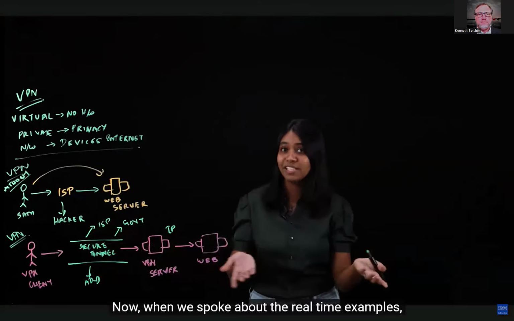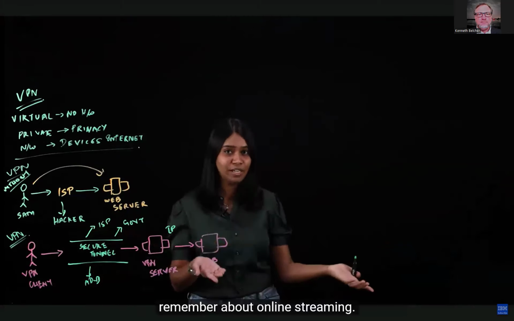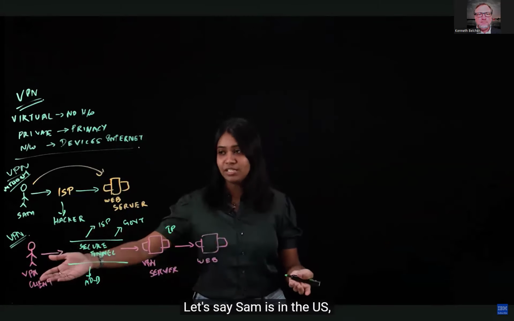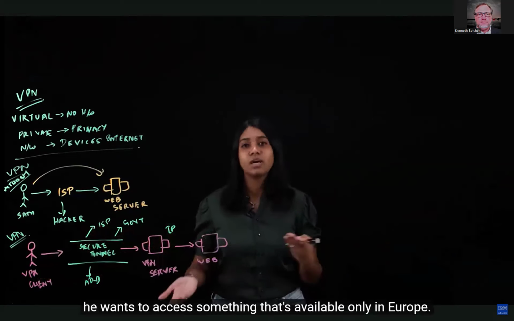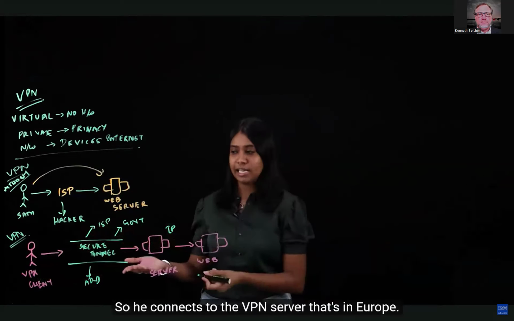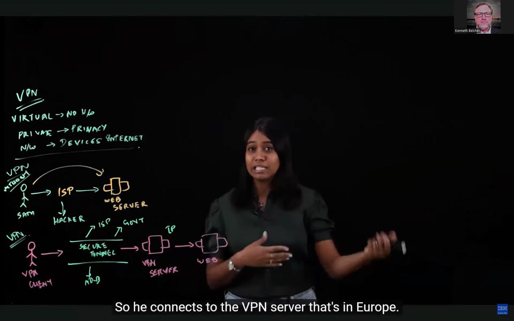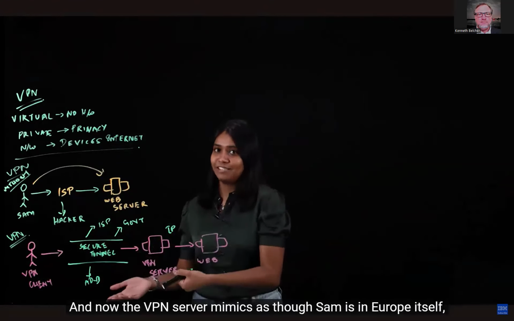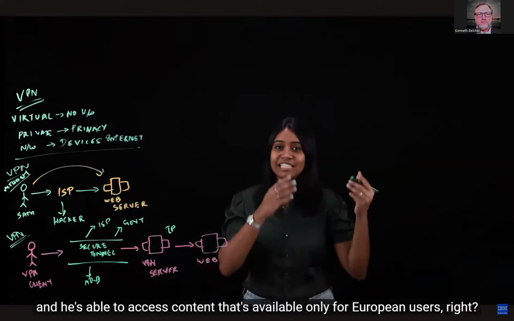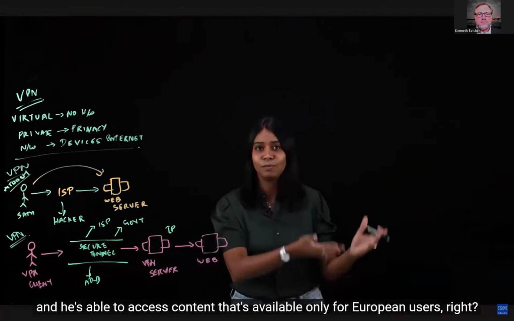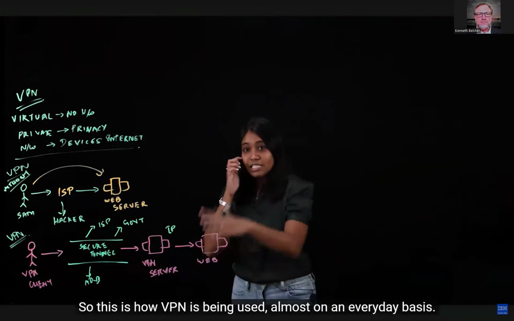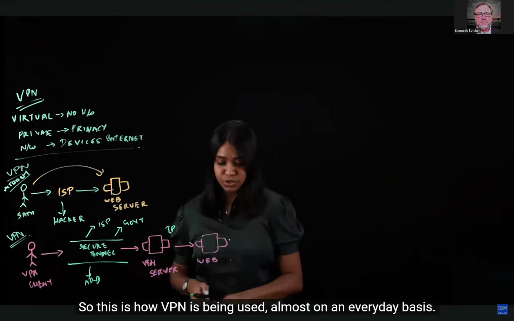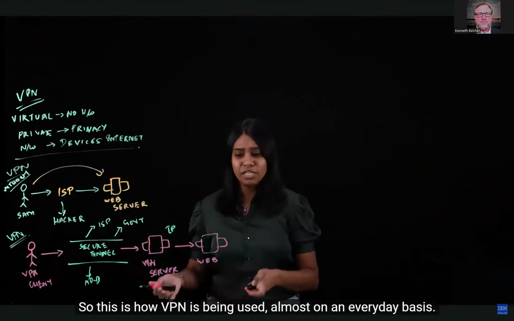Now, when we spoke about the real-time example, remember about online streaming? Let's say Sam is in the US. He wants to access something that's available only in Europe. So he connects to the VPN server that's in Europe. And now the VPN server mimics as though Sam is in Europe itself, and he's able to access content that's available only for Europe users. So this is how VPN is being used almost on an everyday basis.